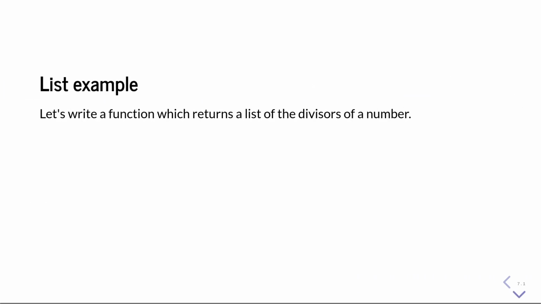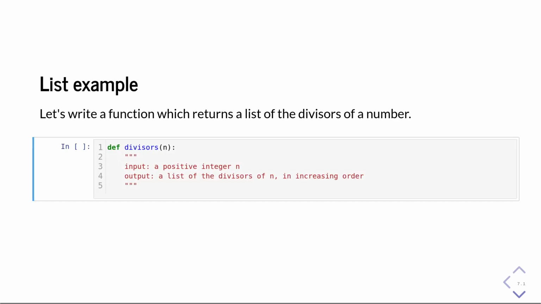Okay, so to finish off, let's write a function which returns a list of the divisors of a particular number. So here is the start of our function. On line 1, we begin with def to tell Python we're going to define a function. The name of the function will be divisors, and there'll be a single input n, which we intend to be a positive integer. And what we're going to do is return a list consisting of all the divisors of the number n.